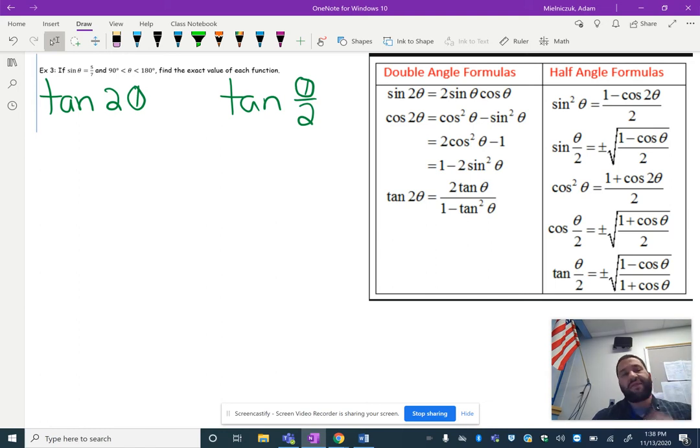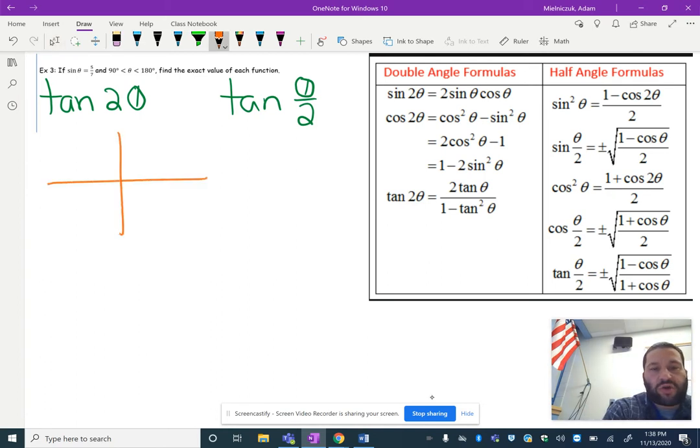All right, if the sine of theta equals 5 over 7, and we're in between 90 to 180 degrees, find the exact value of each function. Well, first thing we want to do is draw our circle. Okay, we have 90 degrees here, 180 here, meaning that our triangle is in this quadrant.